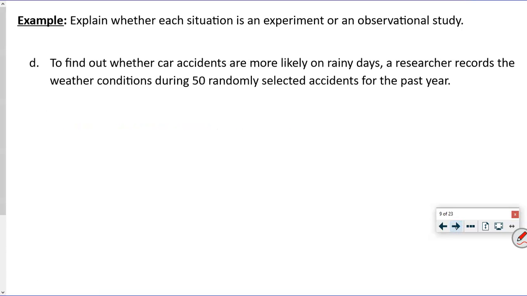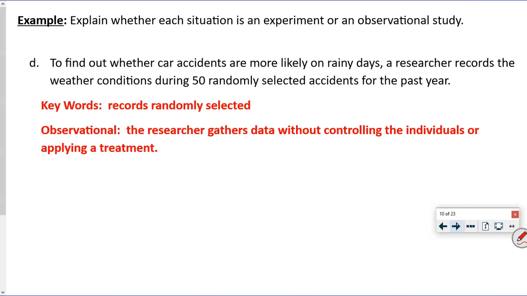The next one says, to find out whether car accidents are more likely on rainy days, a researcher records the weather conditions during 50 randomly selected accidents for the past year. Okay, so here the keyword is records, randomly selected. So this is going to be observational. Obviously, it would be really hard, as the nature of this is that it's an accident, right? So the researcher just gathers the data without controlling the individuals or applying a treatment. It couldn't even be called an accident if I controlled the situation. So that's why this one's observational.